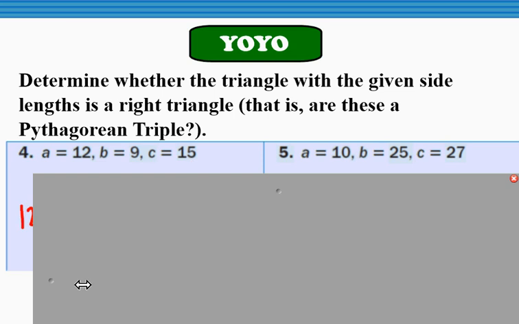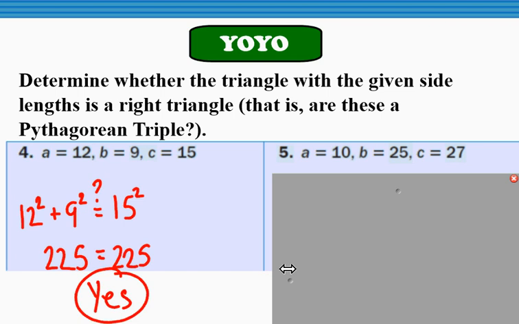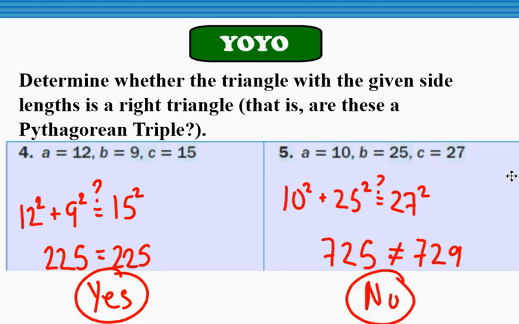Okay, you should see for the first one, it is true. 12 squared plus 9 squared does equal 15 squared. So that is what we would call a Pythagorean triple. You can make a Pythagorean theorem with it. The second one is false. That is not going to make a Pythagorean theorem true, so it is not going to be the sides of a right triangle. It will not be a Pythagorean triple.